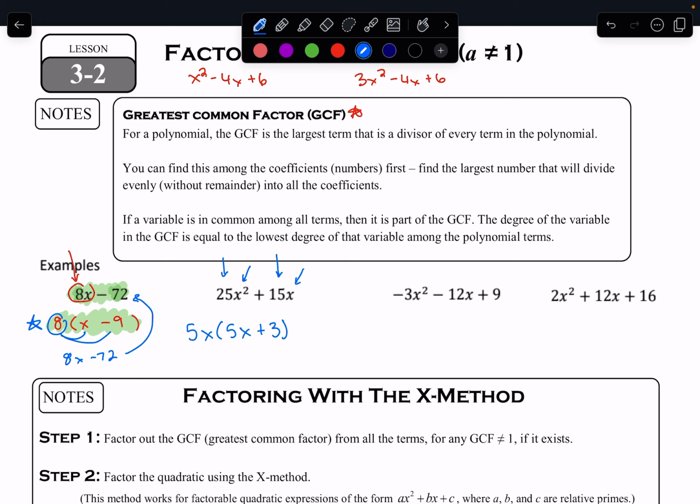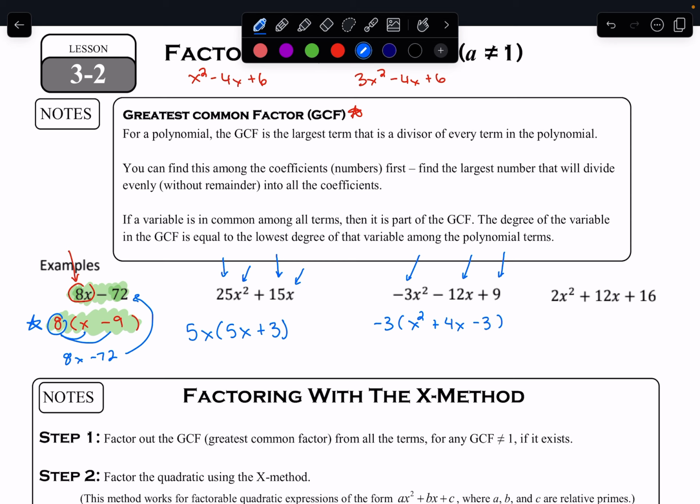Okay, negative 3x squared minus 12x plus 9. There's something in front of the x squared, so I would like to pull out a number if I can. In this case, we don't like that negative being in front of the x squared, so I'm going to actually pull out a negative 3 because everything is divisible by 3, right? 3, 12, and 9, which means it's also divisible by negative 3. So when I divide out a negative 3, I get x squared. I get a plus 4x because a negative 12 divided by a negative 3 is a positive 4. And then a positive 9 divided by a negative 3 is negative 3.